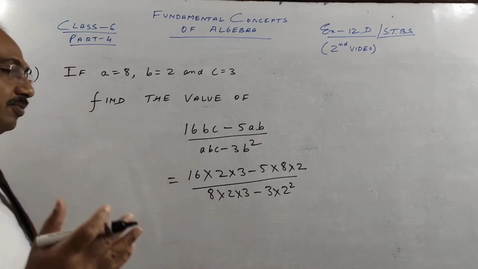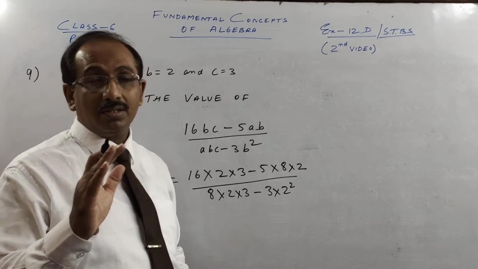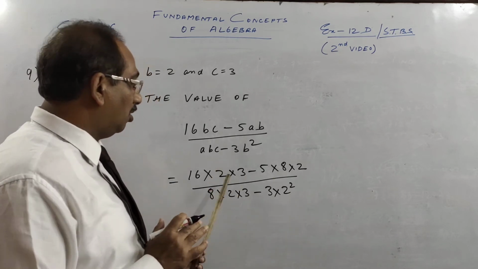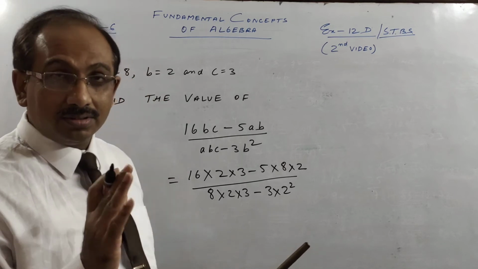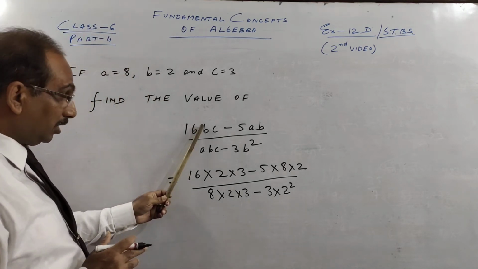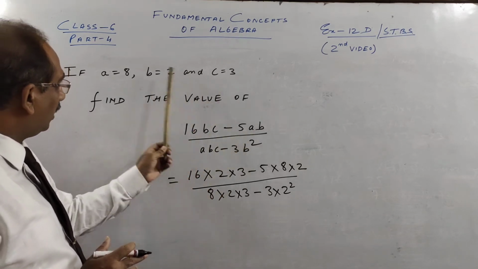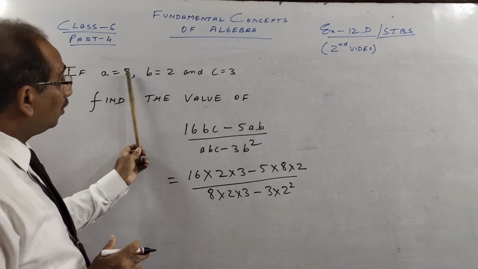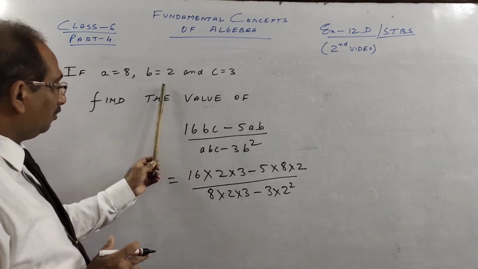You have to be very careful, children, over here. Don't be in a hurry. These are easy, but there are chances if you copy wrong, the whole thing will go wrong and you may get 0. So 16, A is not here, remember. B into C minus 5 A into B upon ABC minus 3B square.